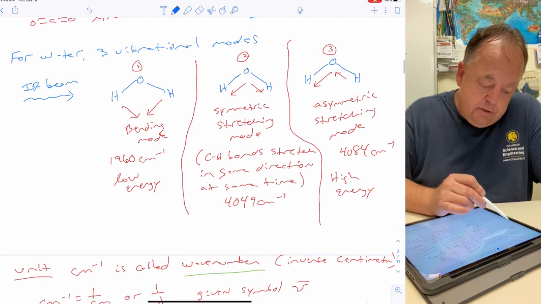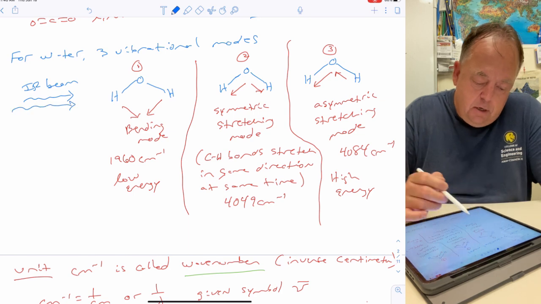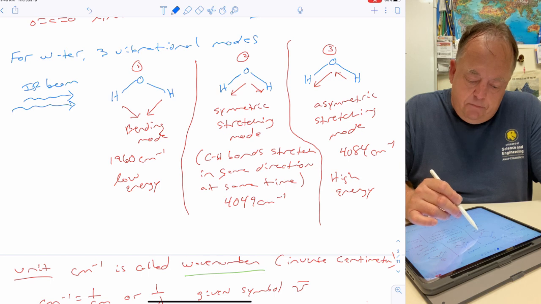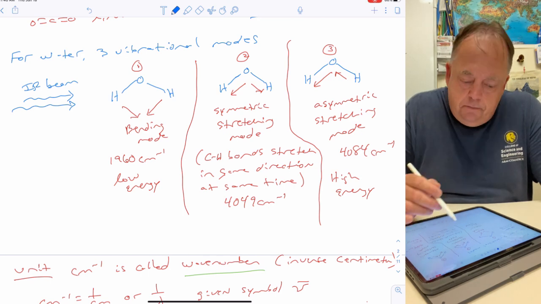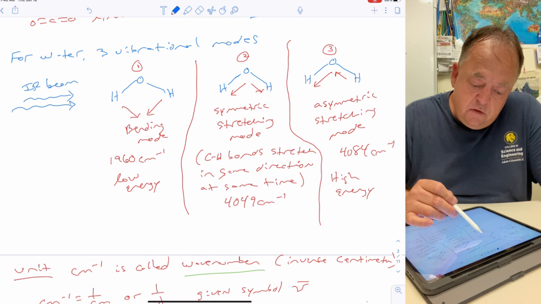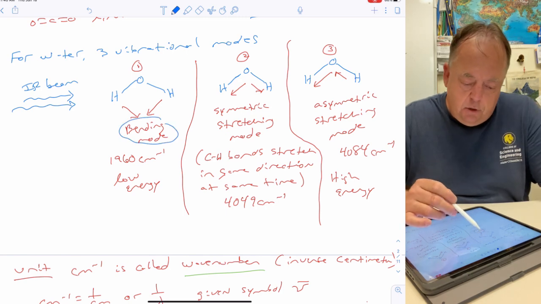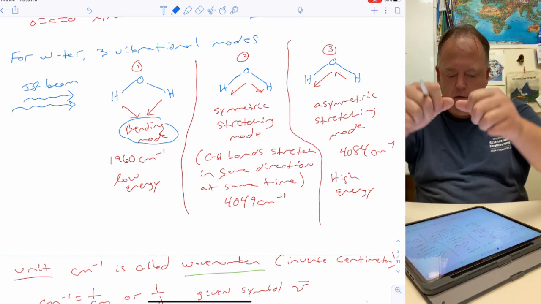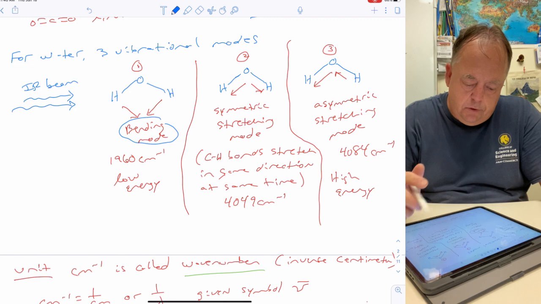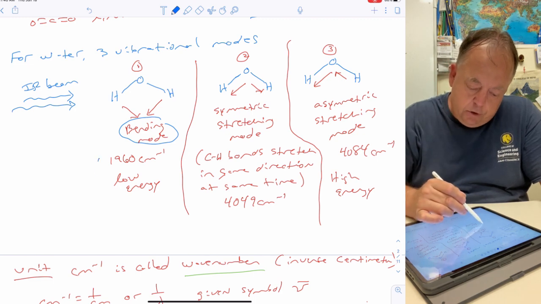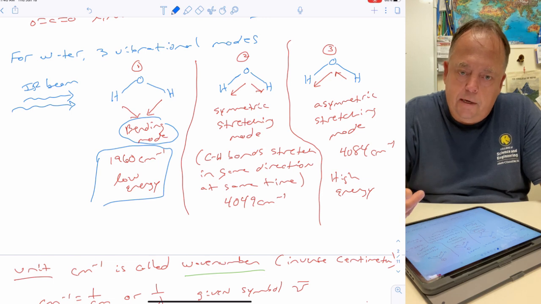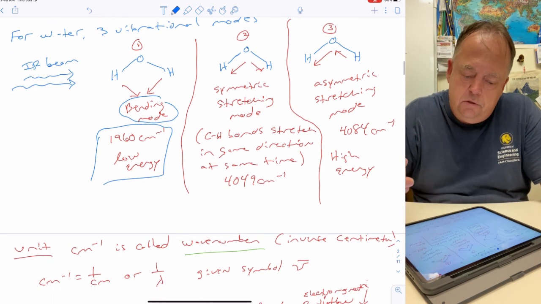So basically what happens is you shoot an IR beam at your molecule, and that causes bonds to start bending or bonds to start stretching. One of the 3 vibrational modes is what's known as the bending mode. If we took these OH bonds and bent them towards each other, that would be one of the vibrational modes. That occurs at 1960 inverse centimeters, so that's a low energy compared to the other ones.